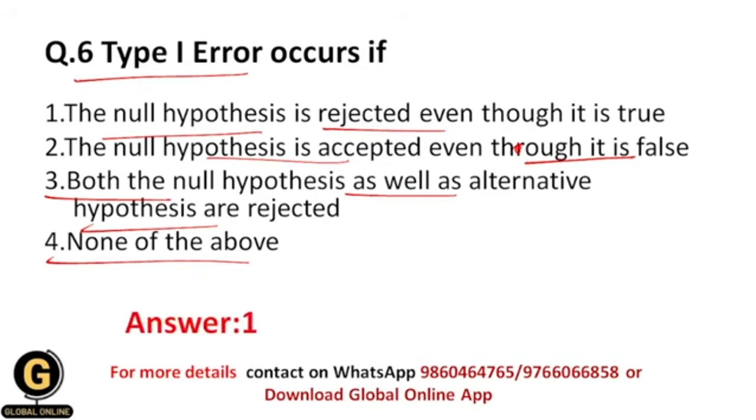As I have told you earlier in this video, whenever the null hypothesis is true but we still reject it, in that situation type 1 error occurs. All of you getting? And that's why your correct answer should be 1.